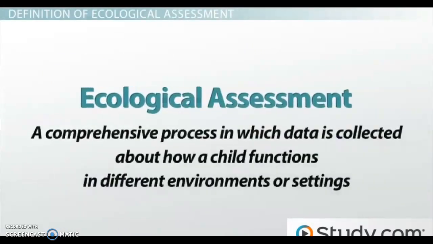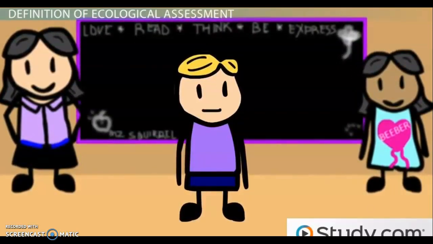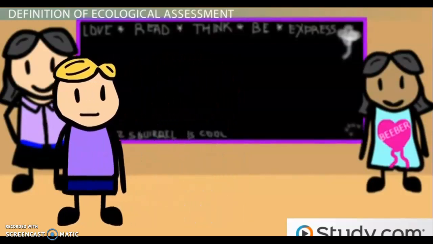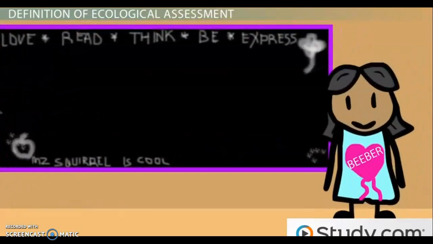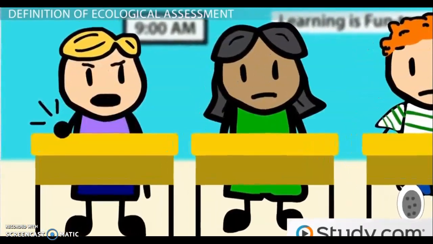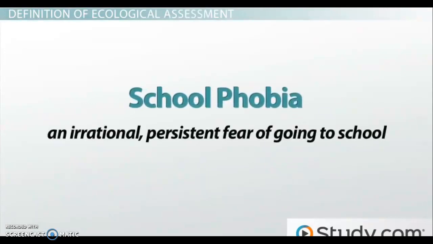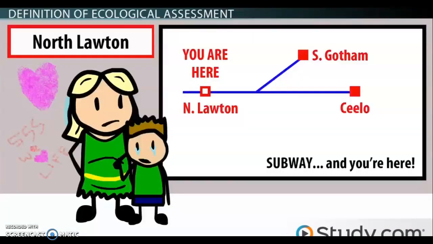An ecological assessment is a comprehensive process in which data is collected about how a child functions in different environments or settings. Sometimes, students eligible for special education perform or behave well in some environments but have difficulty in others. For example, at school, a student may be calm during class time but is always upset in the cafeteria. Our friend Dave was normally very well behaved during math and science class, but could act very inappropriately during language and art. Other children even have school phobia, which is an irrational, persistent fear of going to school. These children seem fine at home, but consistently become anxious, depressed, or scared every time they have to go to school.